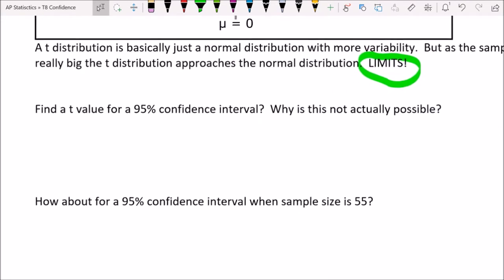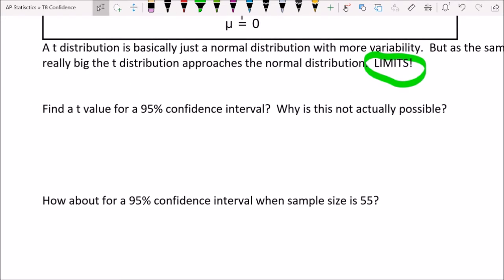All right, so 2 questions here. First one is find a t-value for a 95% confidence interval. But that's a trick question. It's not actually possible. And then we're going to try a second question, so we'll call them 1 and 2. The second question is, what if it was a 95% confidence interval when the sample size is 55? Okay, so for the first one, and we'll see this in the calculator in just a minute, I cannot do this because I have an unknown sample size.